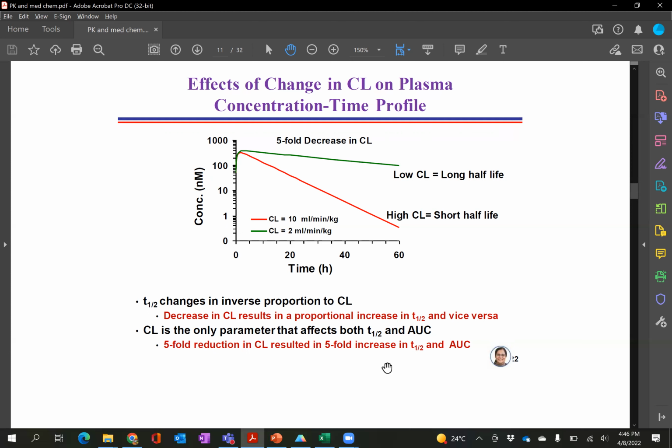Yeah. Well, later we will see that volume distribution only affects the AUC. Is it AUC? Yes. Yeah, but anyway.